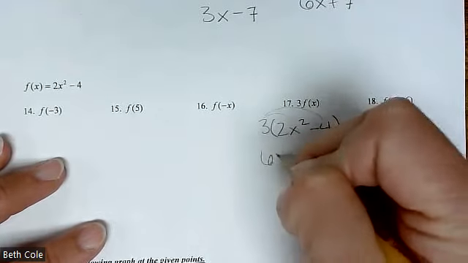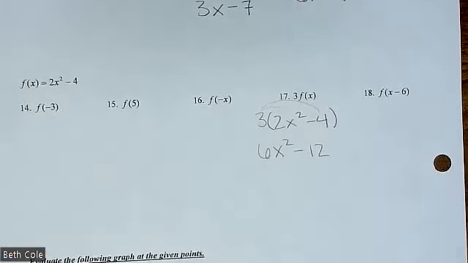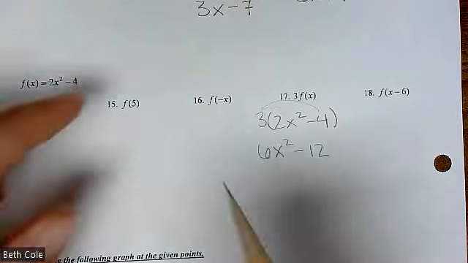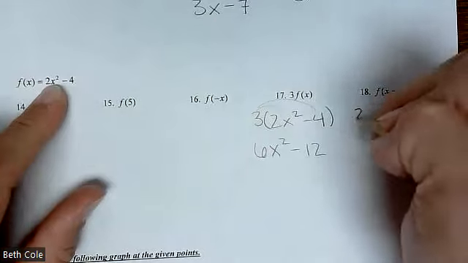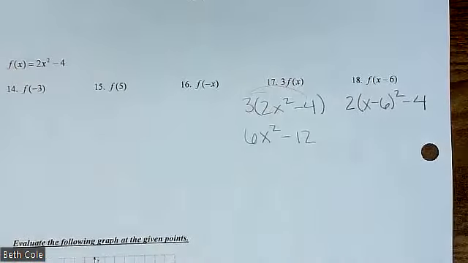So 6x squared, good, minus 12. Perfect. And then 18, just as a heads up, is the hardest one on there. That's why I saved it for last, because you're plugging in an x minus 6. So where there is an x, you're going to remove that and replace it with x minus 6. So it's going to look like that. This one's going to be a little bit more writing, but I believe in you and you're going to be fine.